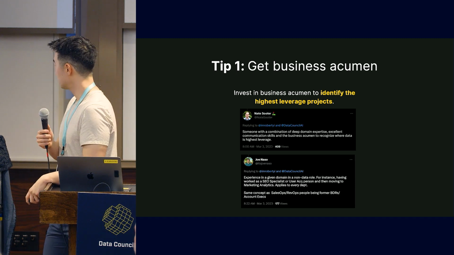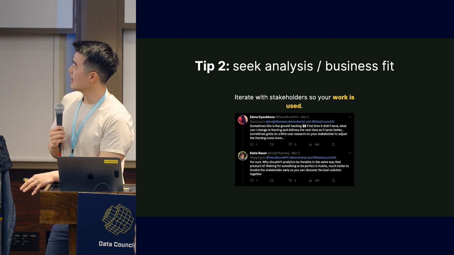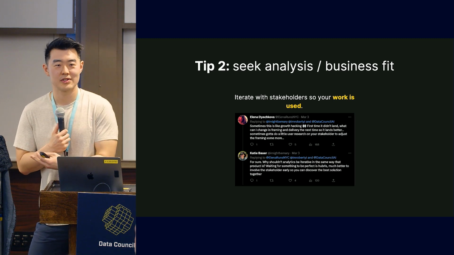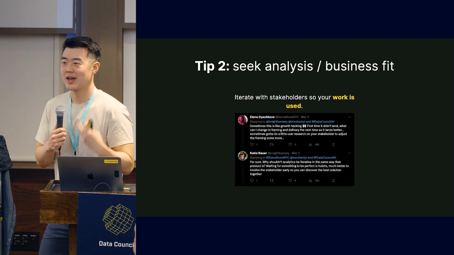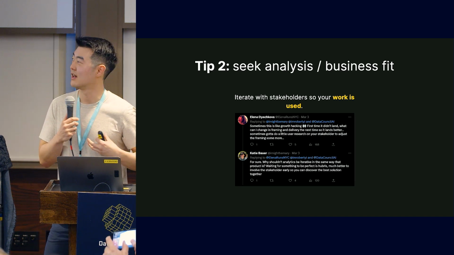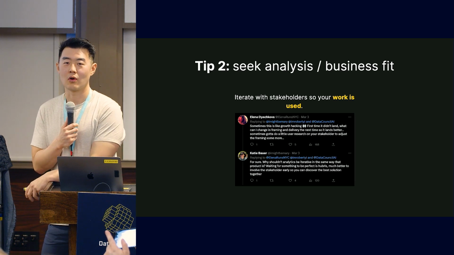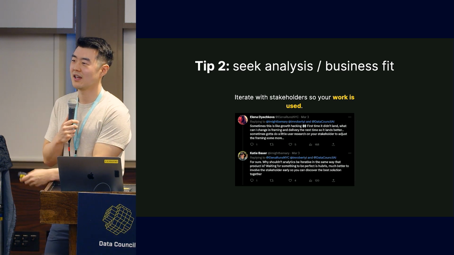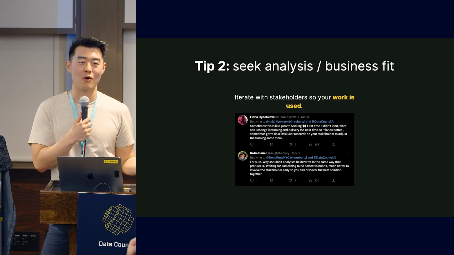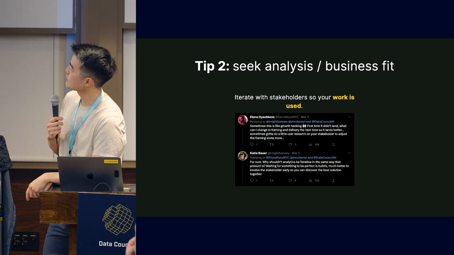Number 2, seek analysis, business fit. Obviously, on the other end of things, our work isn't valuable until it's actually used. So rather than just creating something in a silo and delivering it, what you can do is really focus on creating something that's actually tangibly useful to the rest of your organization, right? Work with your stakeholders directly, figure out what they need, make sure that the decisions they're making will actually be informed by your work, and that you don't just create something that's interesting to yourself.